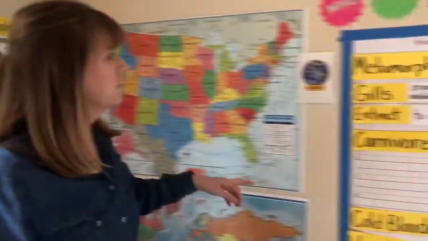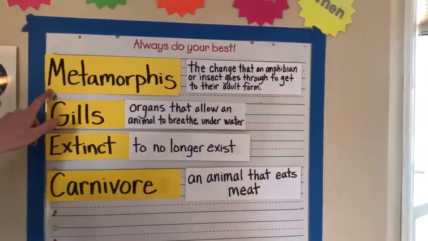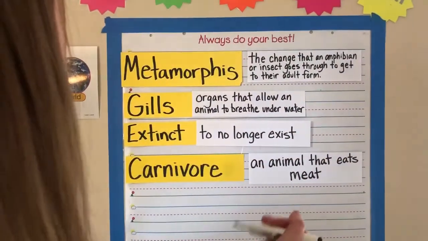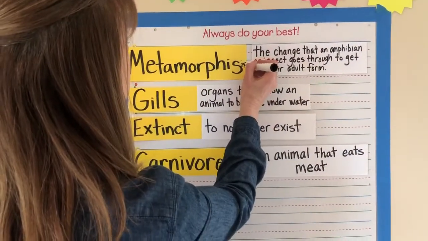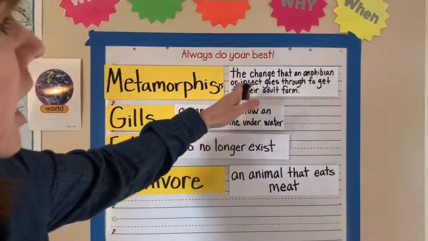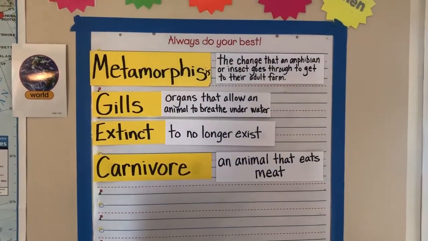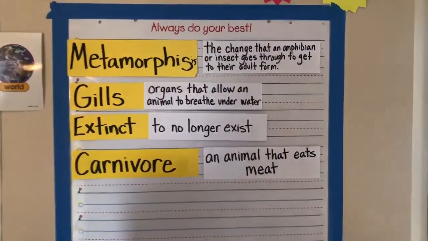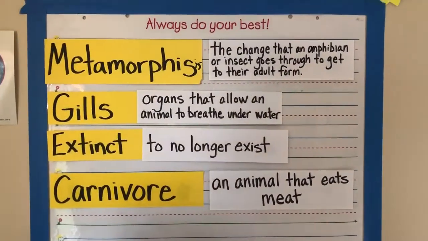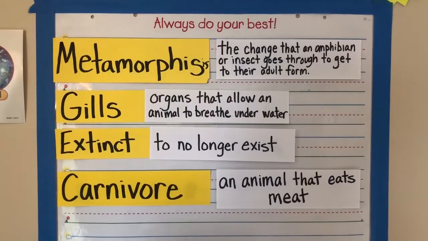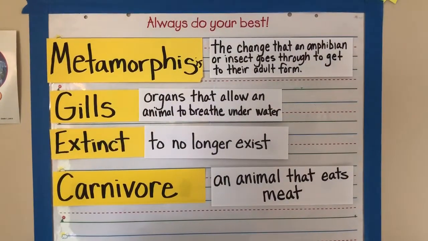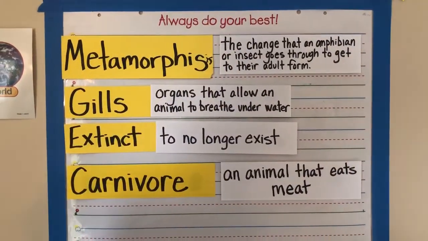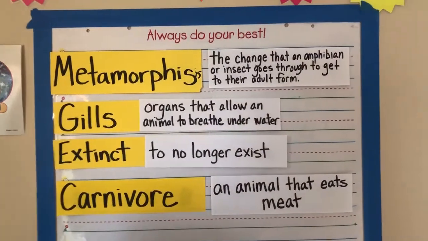All right, guys, to wrap things up today, here are a few of the vocabulary words that I want you to try to remember. Metamorphosis is, which I spelled wrong. I'm going to add an IS on the end. Sorry about that. Metamorphosis is the change that an amphibian or an insect goes through to get to their adult form. So an amphibian, for example, when it's hatched from its egg, looks very different than it does as an adult. Where when mammals are born, they're just little tiny versions of the bigger form. Okay, but amphibians and insects go through a major change in how they look and what body parts they have.